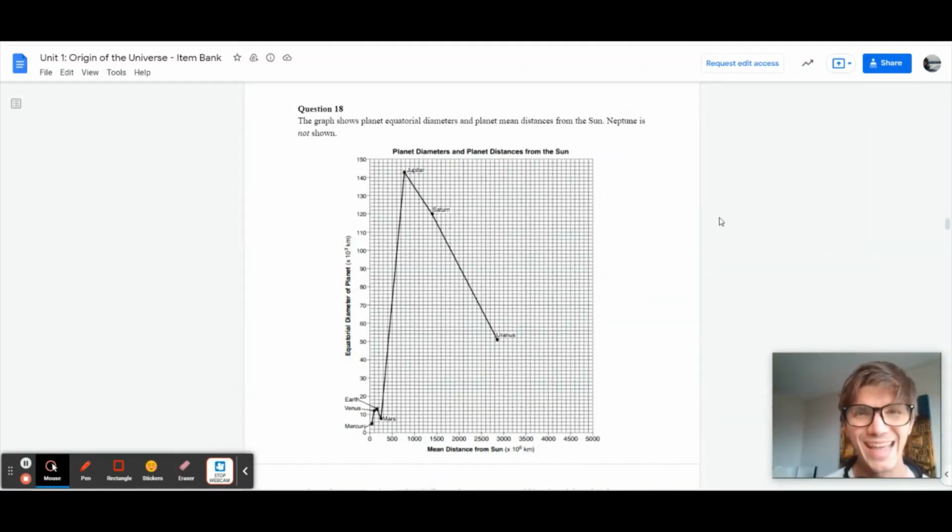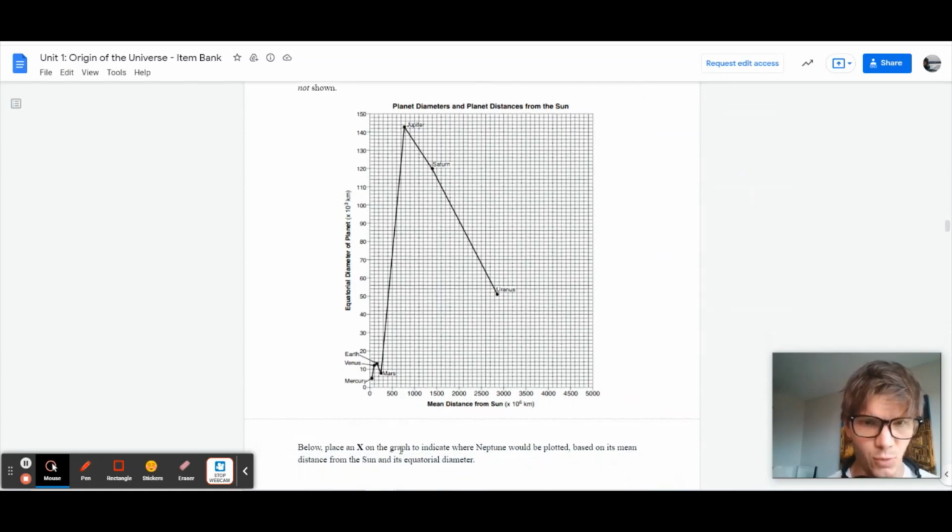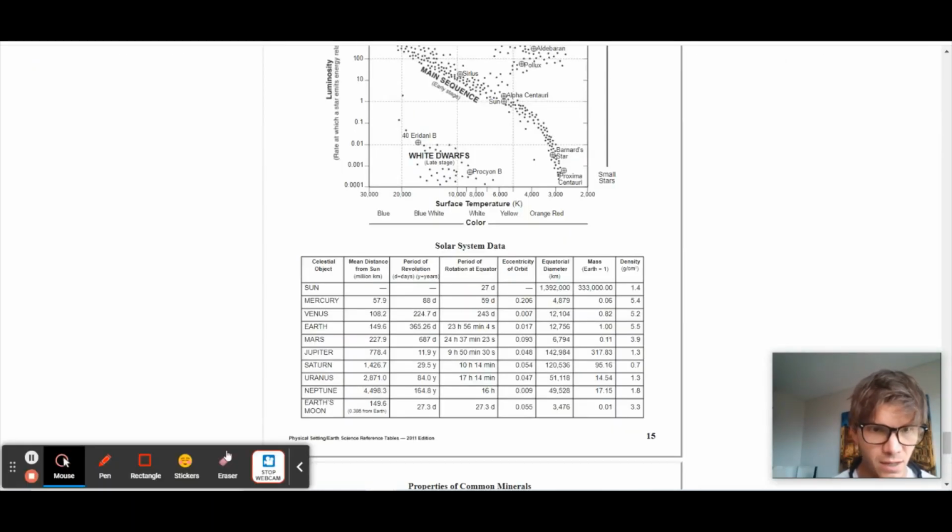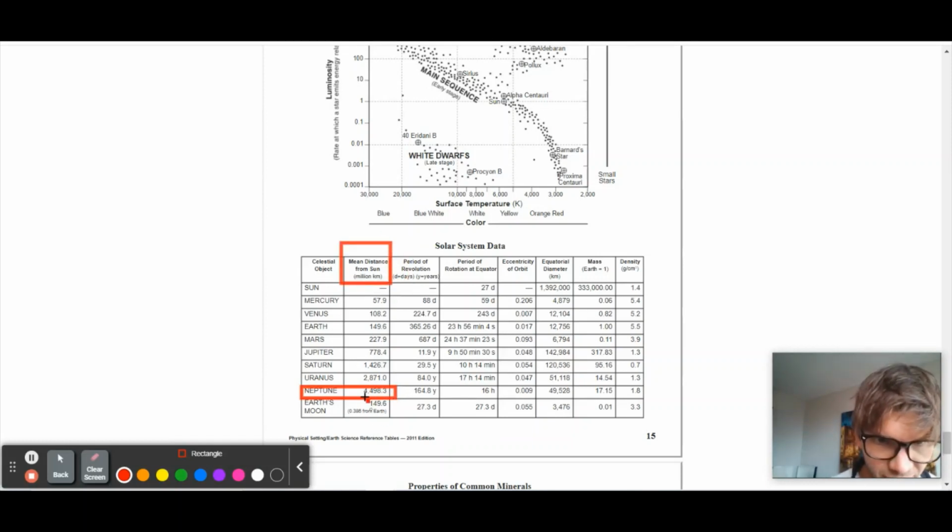All right, question 18, a little interesting here. It says the graph shows the planet equatorial diameters and the planet mean distances from the sun. Neptune is not shown, and the question asks to place an X on the graph to indicate where Neptune would be based on its mean distance from the sun and equatorial diameter. So let's start with the x-axis, the mean distance from the sun for Neptune. So I'm going to be using this information here, right? Mean distance from the sun. So I want to find out where it's going to plot.